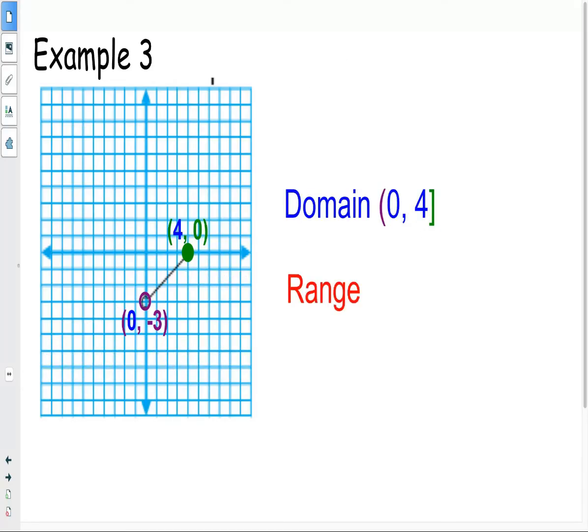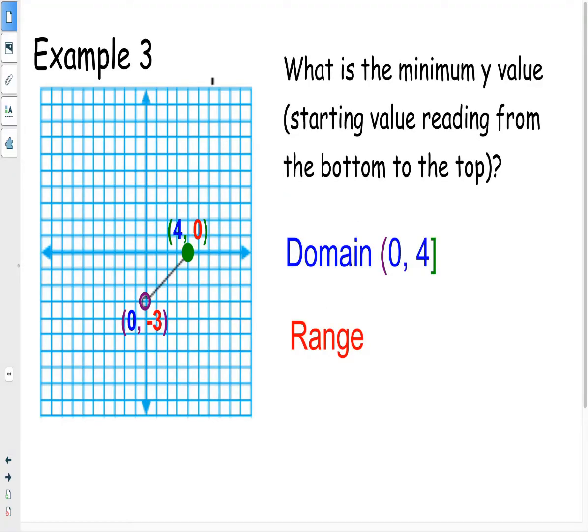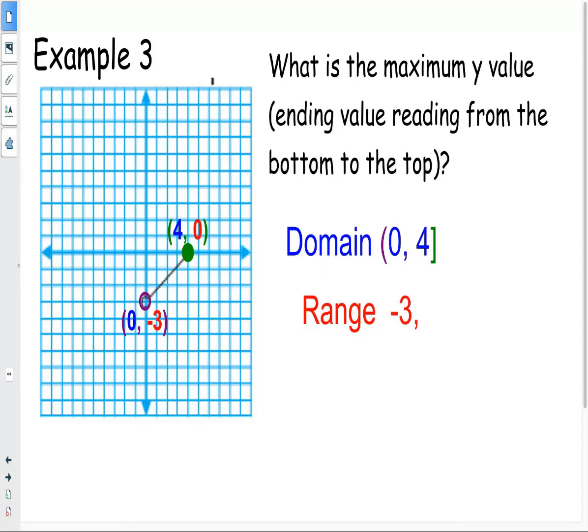Next, we're going to talk about the range. Try your best to write your range and check your work. What is the minimum y value? -3. What's the maximum y value? 0. Again, we're reading from the bottom to the top.